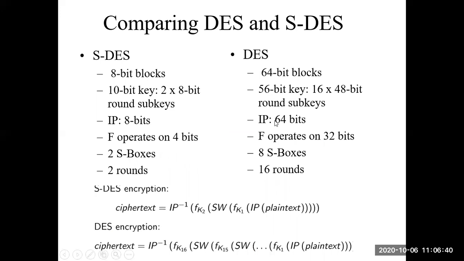That is, your initial permutation would be of 64 bits. And the function will operate on half of the data. Half of 64 is 32 bits, whereas there, half was 4 bits. It will work on 32 bits at a time. And we have 8 substitution boxes instead of 2. There we had only 2, here we need 8 substitution boxes. And we'll be working with 16 rounds instead of 2 rounds.